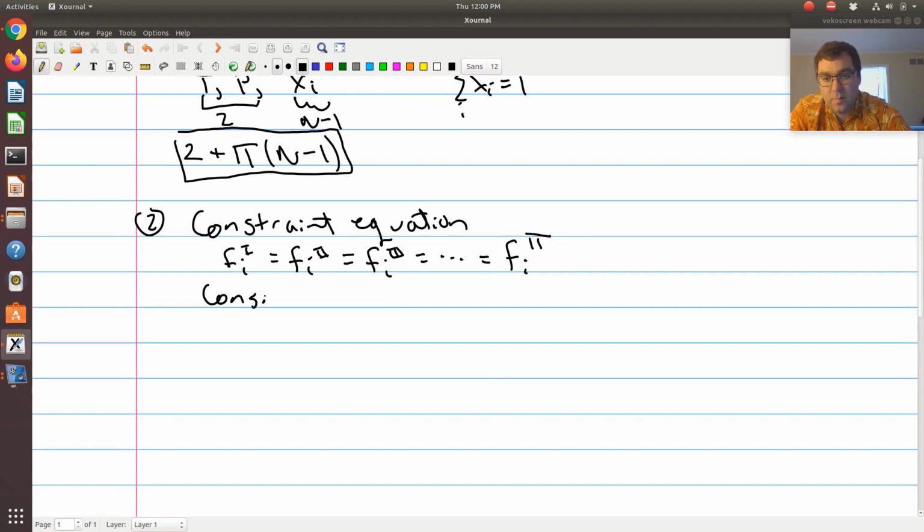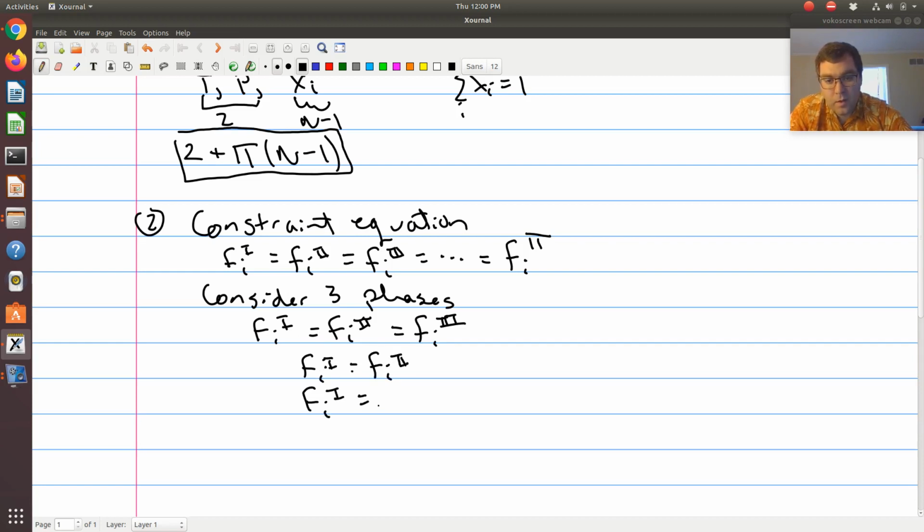Okay, so now let's consider 3 phases. If I have a 3-phase system, the fugacity of component i in phase 1 is equal to the fugacity of component i in phase 2, and that's equal to the fugacity of component i in phase 3. If I break this up, the fugacity of component i in phase 1 is equal to that in phase 2, and the fugacity of component i in phase 1 is equal to that in phase 3. And comparing all the phases, the fugacity of component i in phase 2 is equal to the fugacity of component i in phase 3.